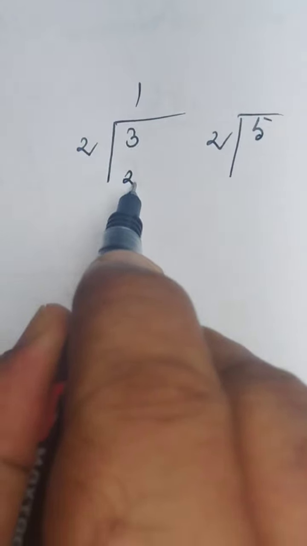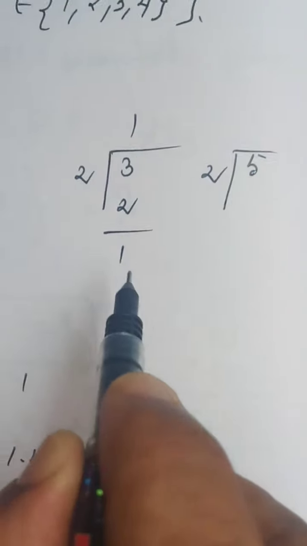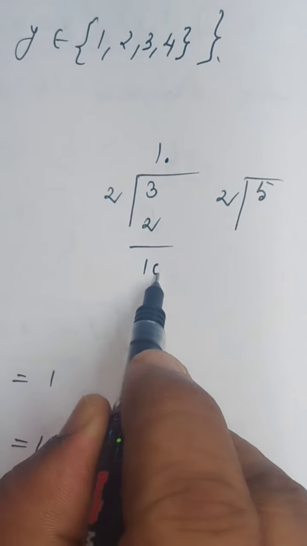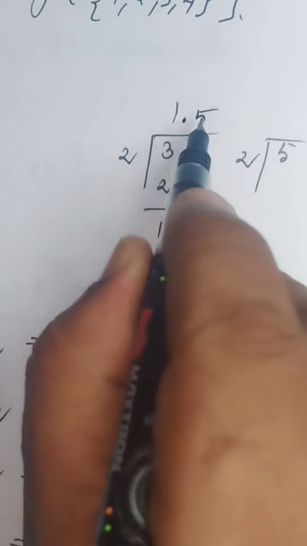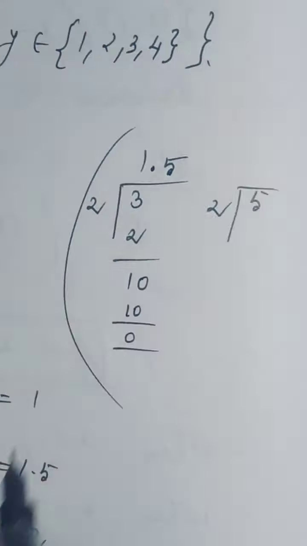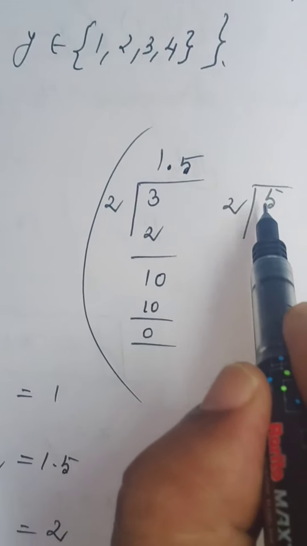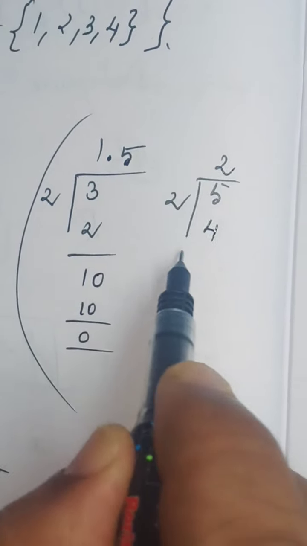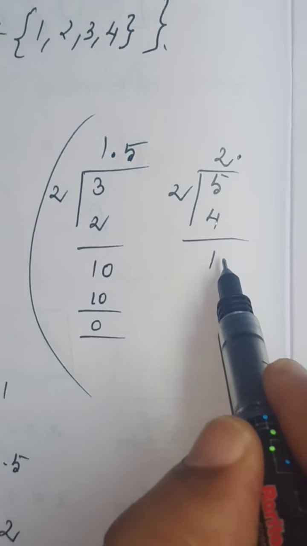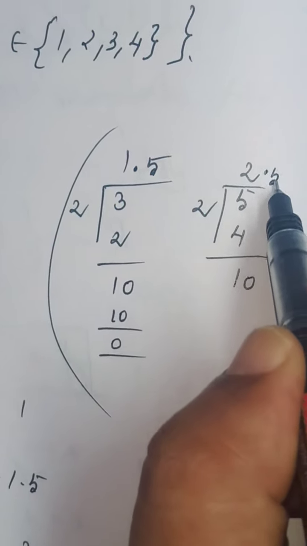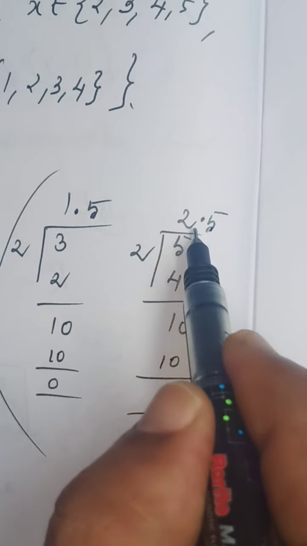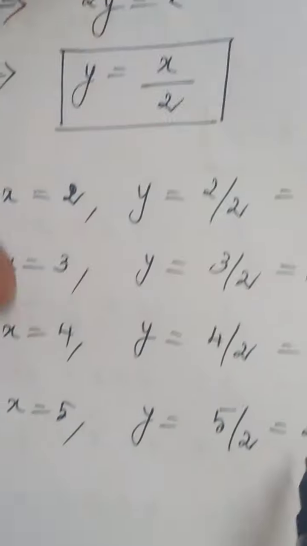2 ones are 2, normal division only. Balance 1. 1 cannot be divided. Put the decimal point over here and put 0. 2 5s are 10. What's the value? 1.5. Next, like that, 2 2s are 4. Balance 1. 1 cannot be divided, so put the decimal point over here and 0. Again, how many times? 5 times. 5 2s are 10. So I got the remainder 0. What's the value? 2.5. See?